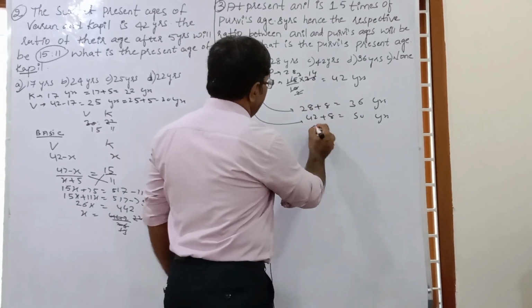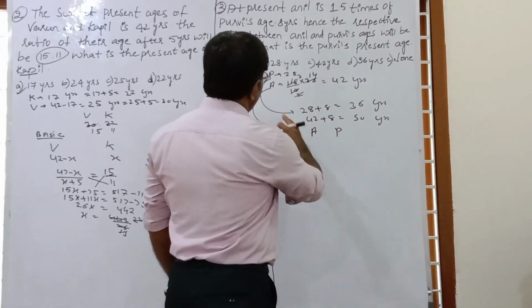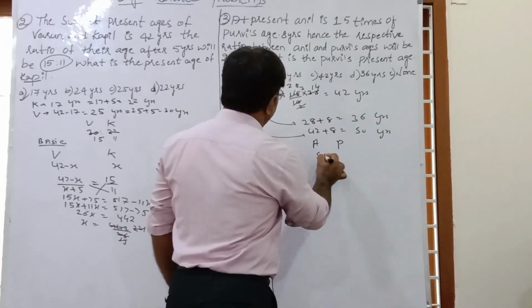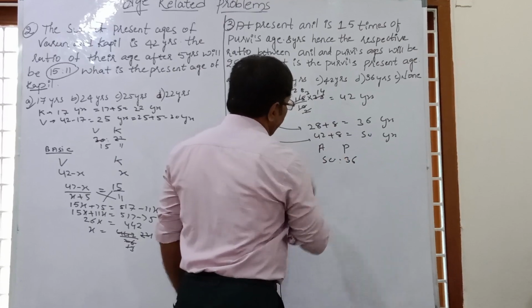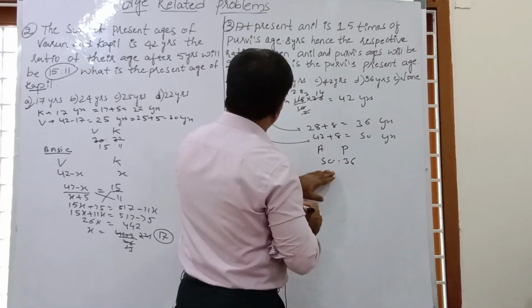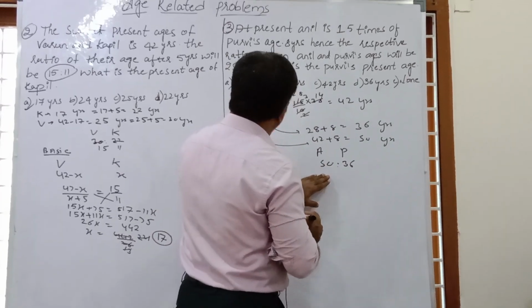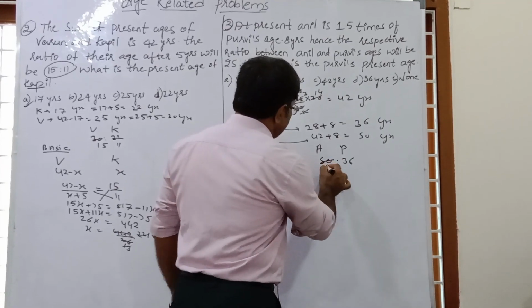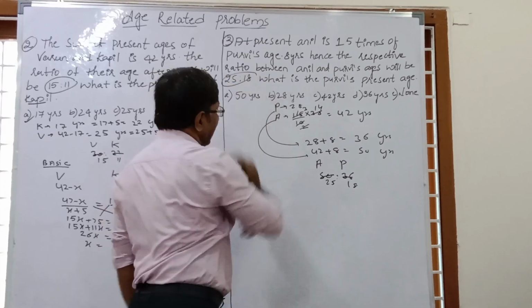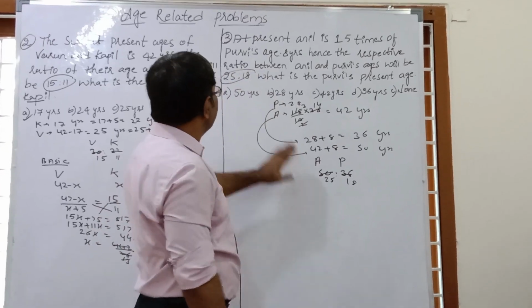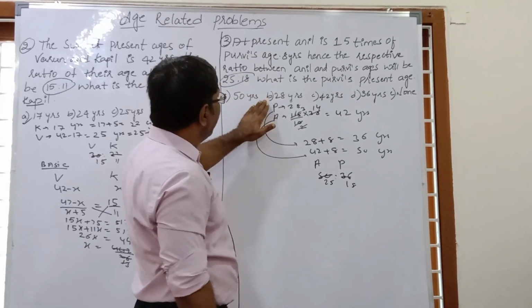So this is Anil and this is Purvi. Anil's age is 50 and Purvi's age is 36. So what will the ratio be? That is 50 and 36. Dividing both by 2, this is 25 and this is 18. So see here, 25 and 18 match. So that means this is our correct answer, because our assumption is right.